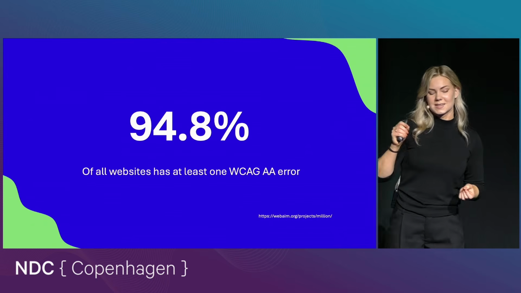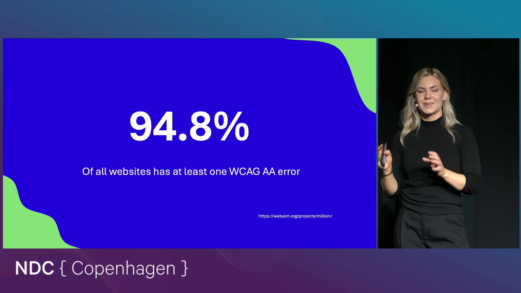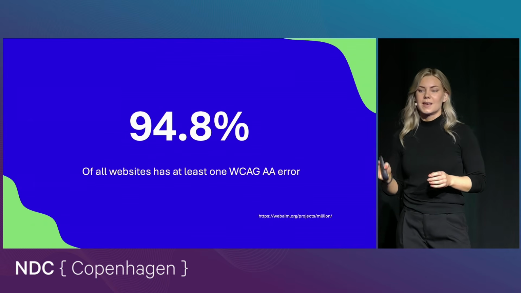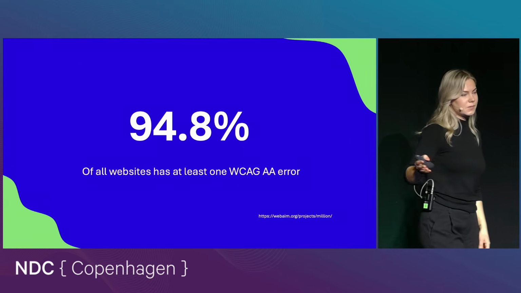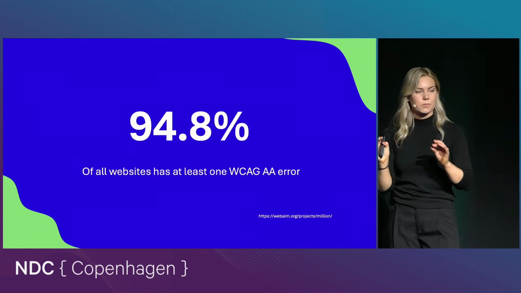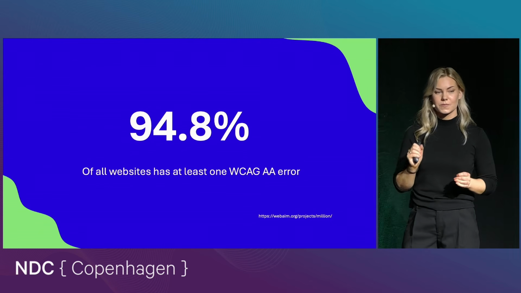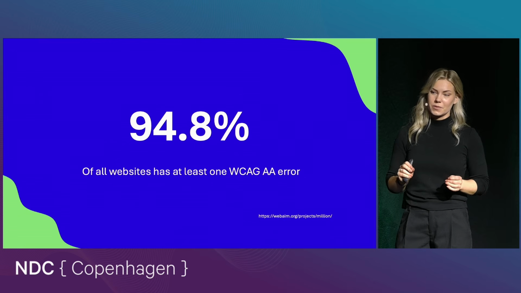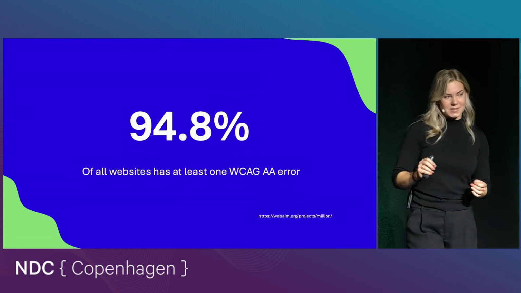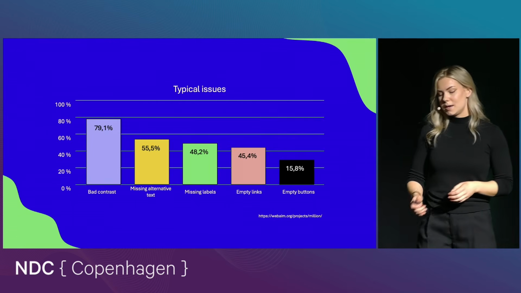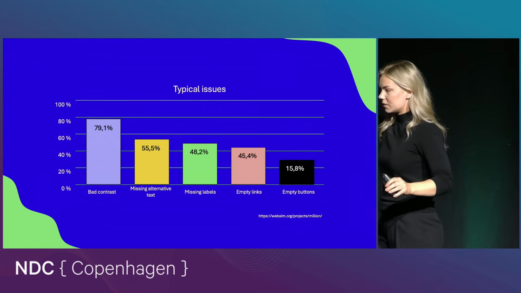94.8% of all websites have at least one WCAG AA issue. And if you remember correctly, that wasn't the one to reach for, that's the legal requirement. So 94.8% of all websites are breaking the law. That's kind of insane. And these are the typical issues.